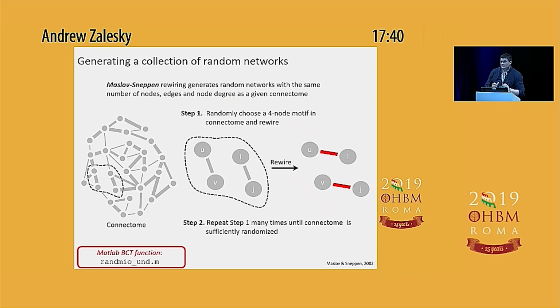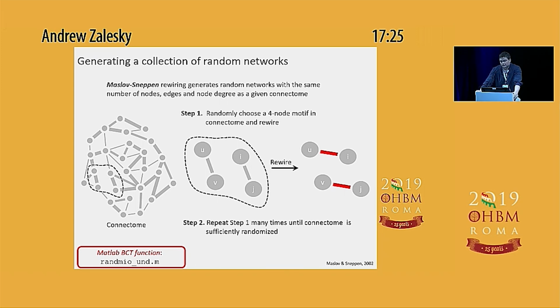So as I said, in connectomics, the most common null is where we preserve the degree, the number of edges, and the number of nodes. And this can be done quite straightforwardly with a technique called Maslov-Sneppen rewiring.